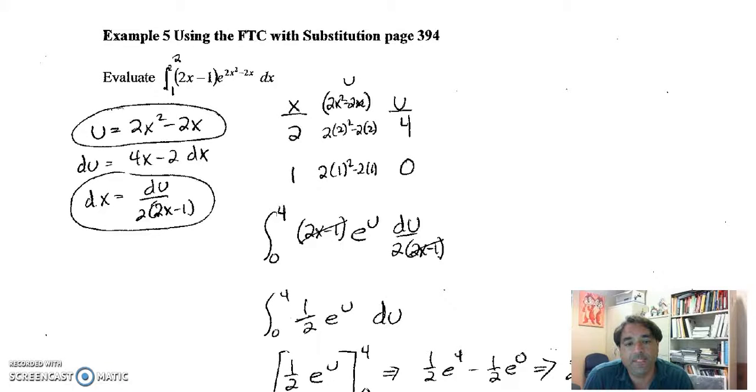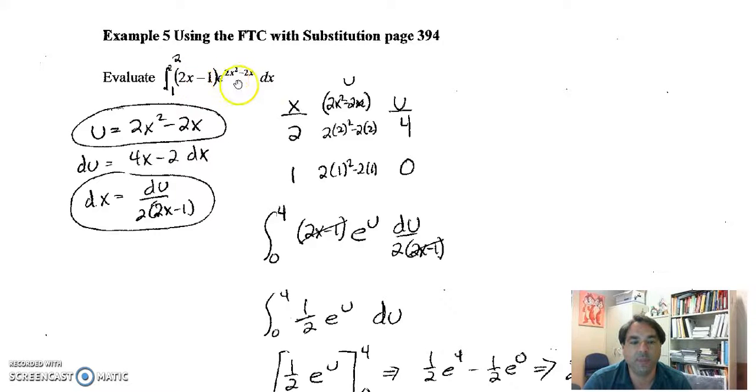Hello, in this video for MAC2233, Calculus for Business and Social Sciences, we'll be continuing with definite integrals, but we're going to add u substitution into the picture. So let's say we had the integral from 1 to 2 of (2x minus 1) times e to the (2x squared minus 2x) dx. Well, it's a more complicated one.